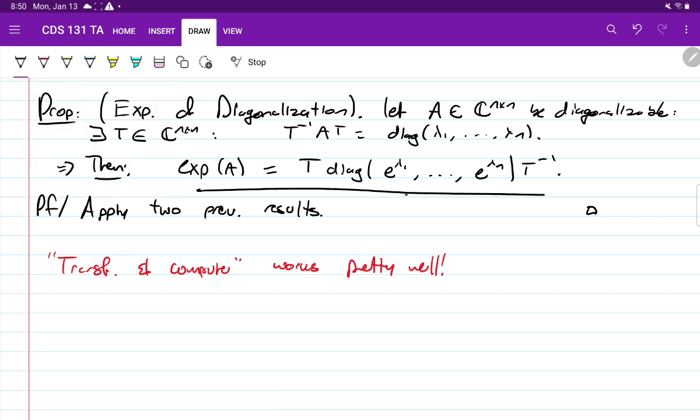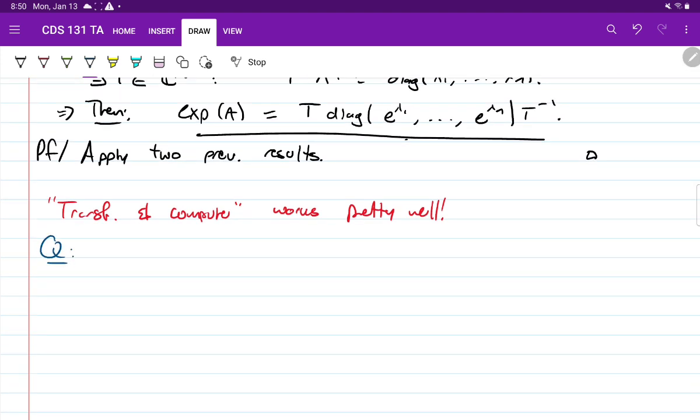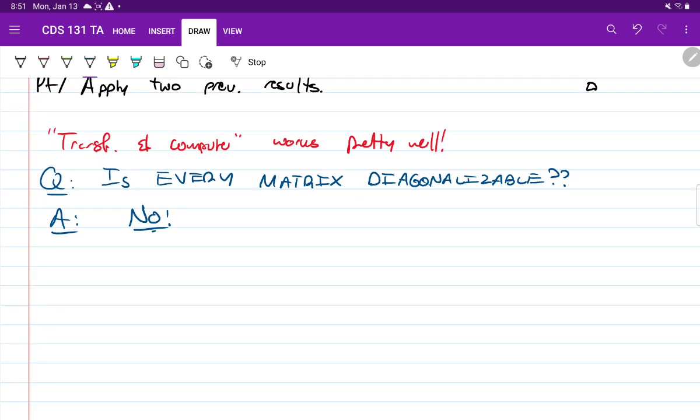Okay, so we showed that if we transform our matrix into a diagonal form, and compute either some matrix power or the matrix exponential of that diagonal form, we can easily recover either the power or exponential of our original matrix. There's only kind of one problem with this. I'll ask this in the form of a question. Is every matrix diagonalizable? And the answer is no. Of course not. Couldn't be that easy.